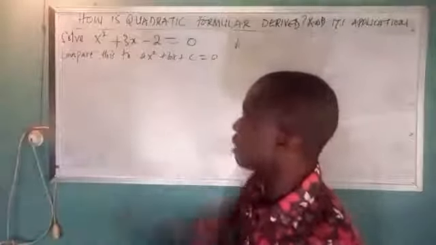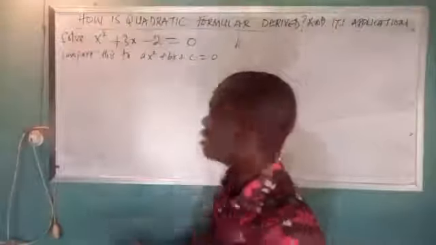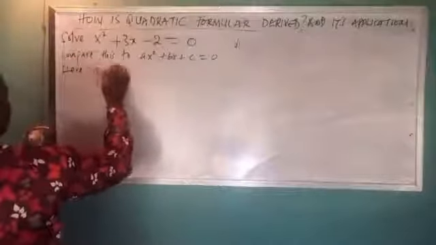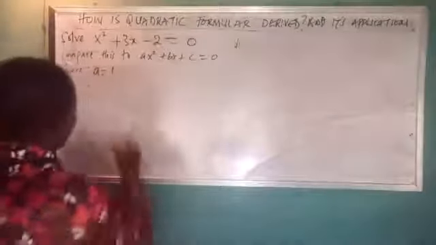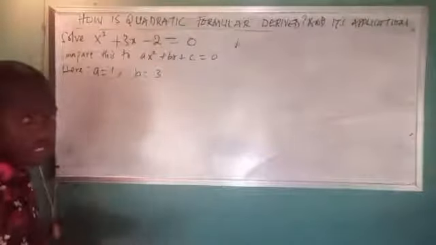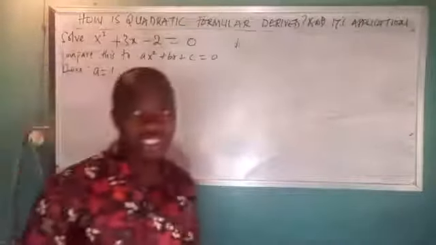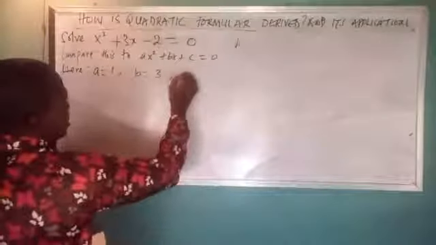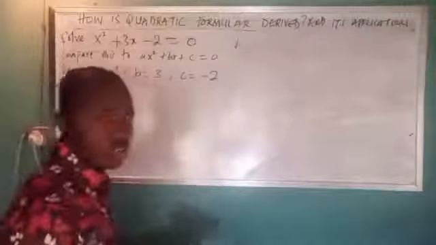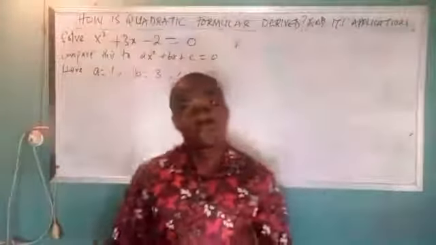By mere looking, we can see that a is 1. That is, the coefficient of the square is 1. We can see that b is 3, the coefficient of x is 3. While the constant term, that is c, will be minus 2. Don't just put 2. It will be minus 2.